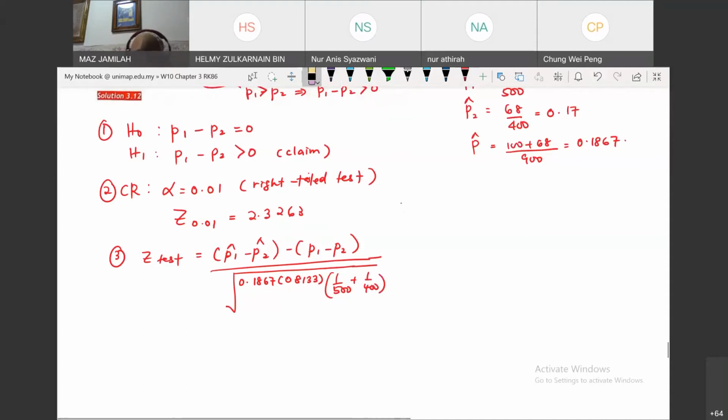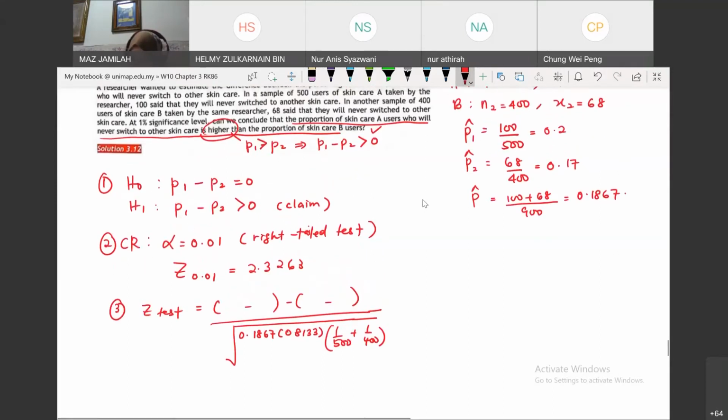Then I just put everything using the values. So you have P1 hat minus P2 hat, that will be 0.2 minus 0.17, and this is 0. Okay, this one is 0. So you will get here 1.148.